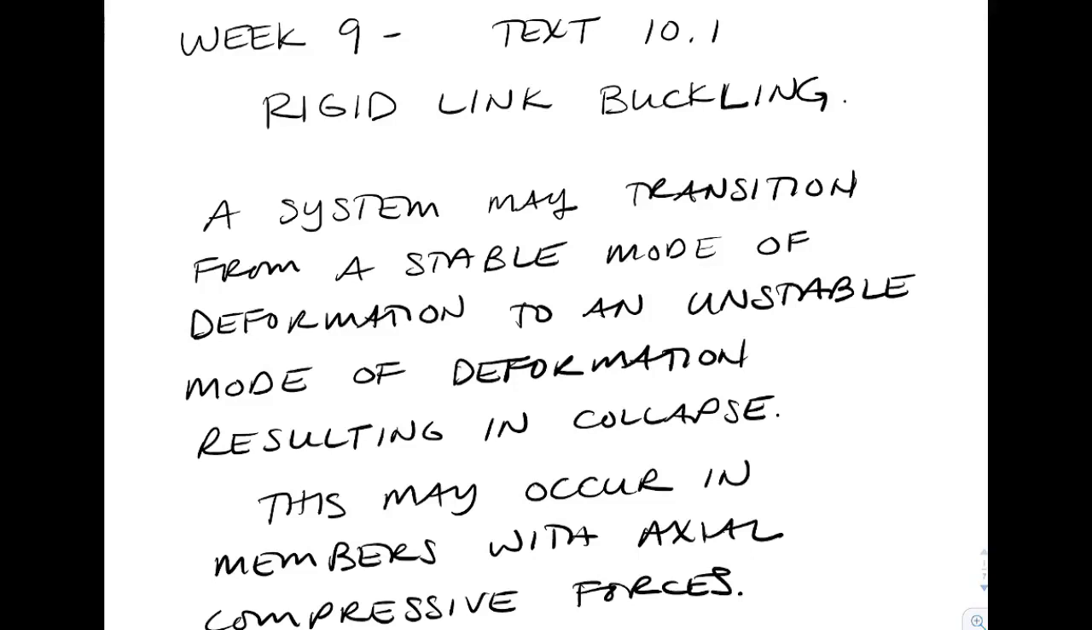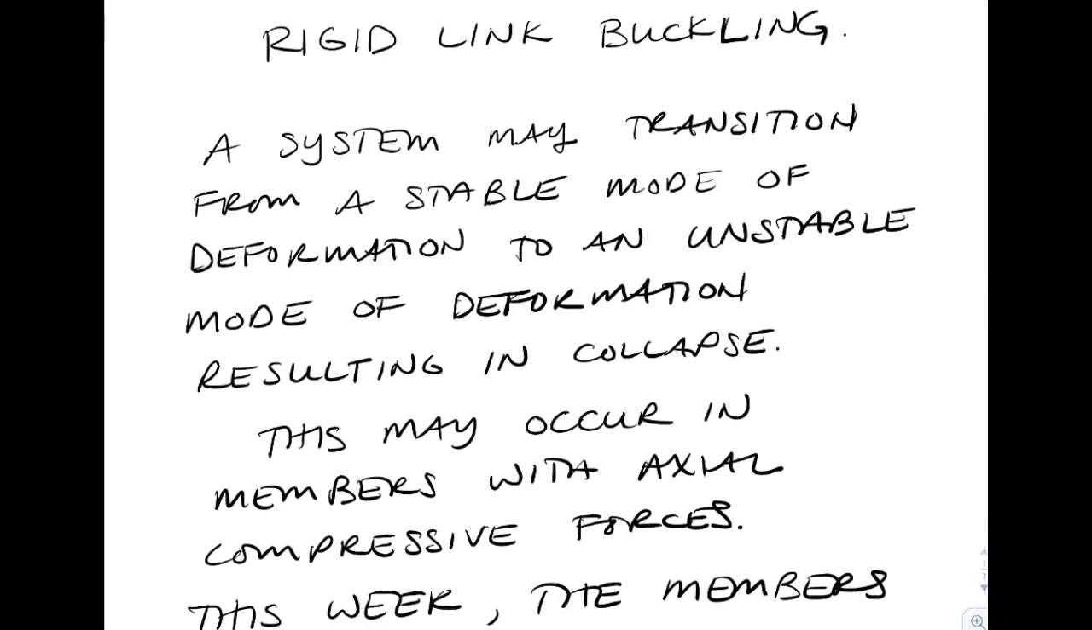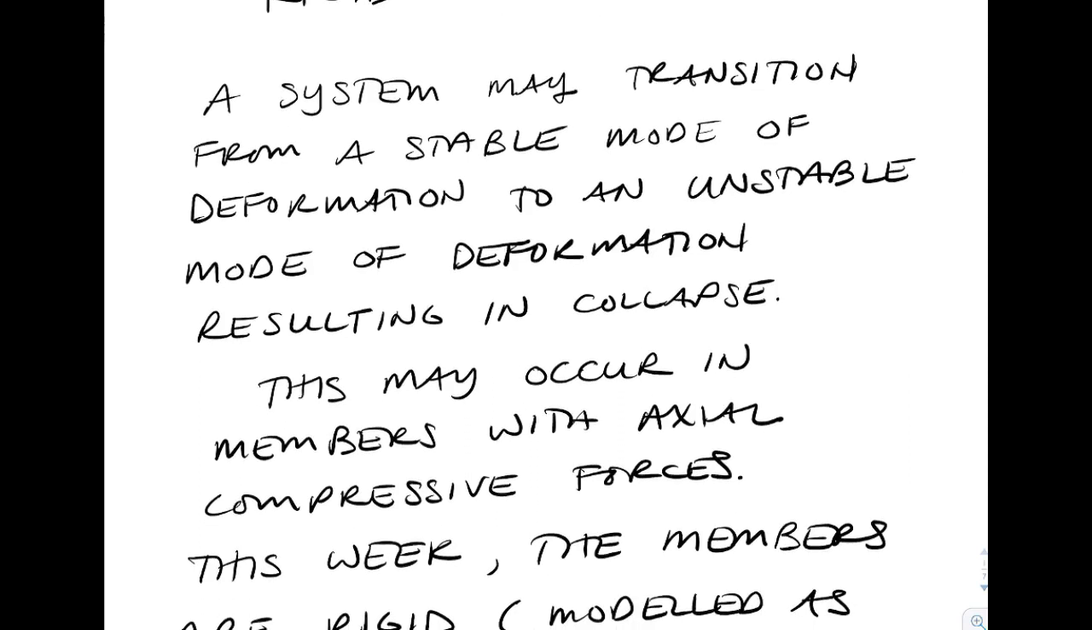So this week we're going to focus on rigid link buckling. Now, from general theory, a system may transition from a stable mode of deformation to an unstable mode resulting in collapse. So we are about to account for the deformation in equilibrium. We can calculate deformations using kinematic equations, but we're now going to incorporate those deformations within the accounting for equilibrium in these next 2 weeks.